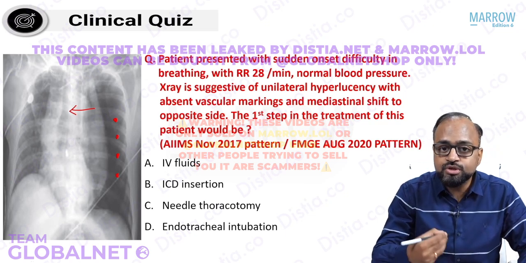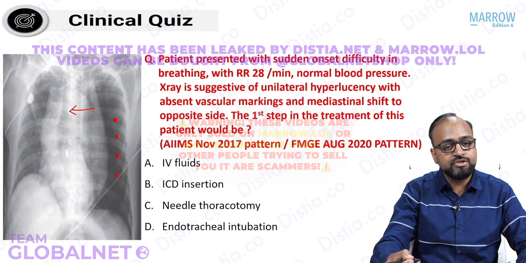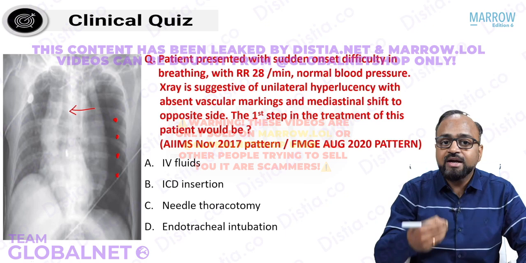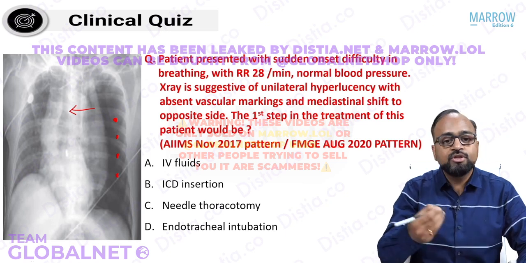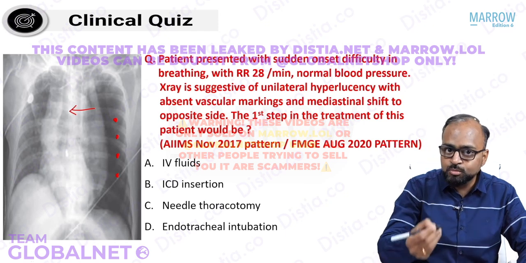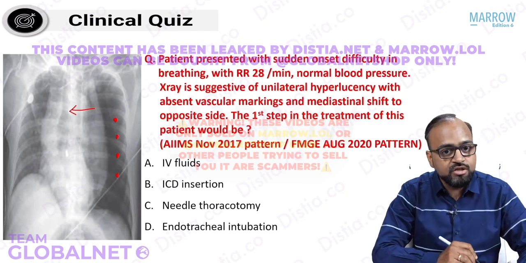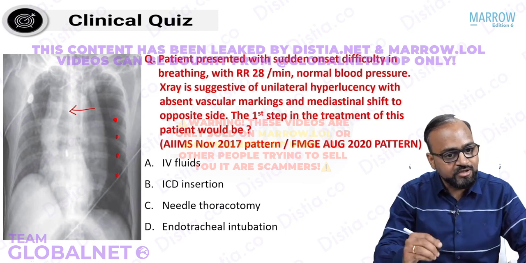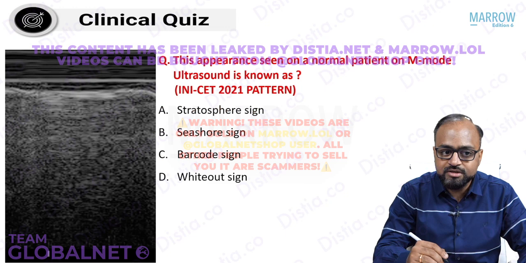Now, this is a two-step clinical question. The examiner wants you to look at this image, look at this history, and not only get the diagnosis, but the question is actually asking what is the first step in the management of this patient. This is pneumothorax, not just pneumothorax, tension pneumothorax. How to diagnose it, when to diagnose it, and how to treat it is something that we are going to see in this discussion.